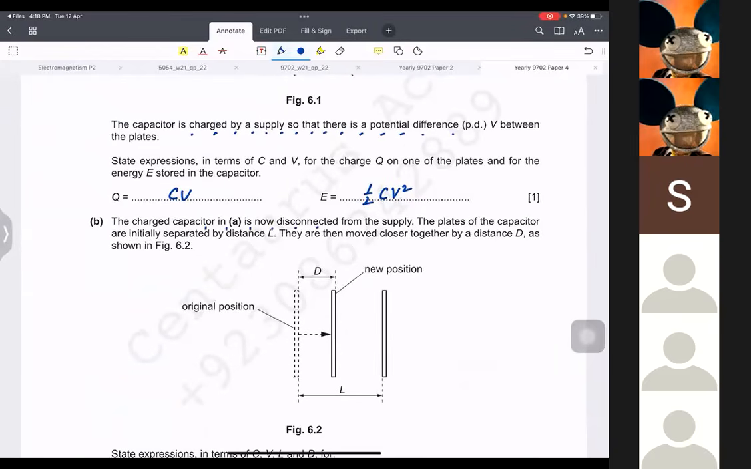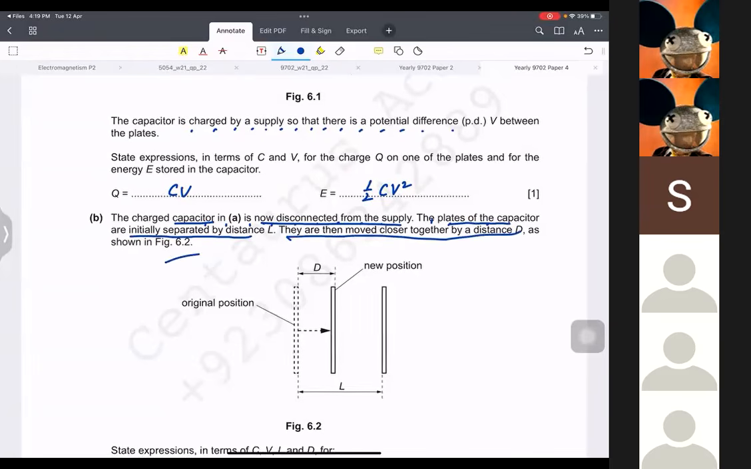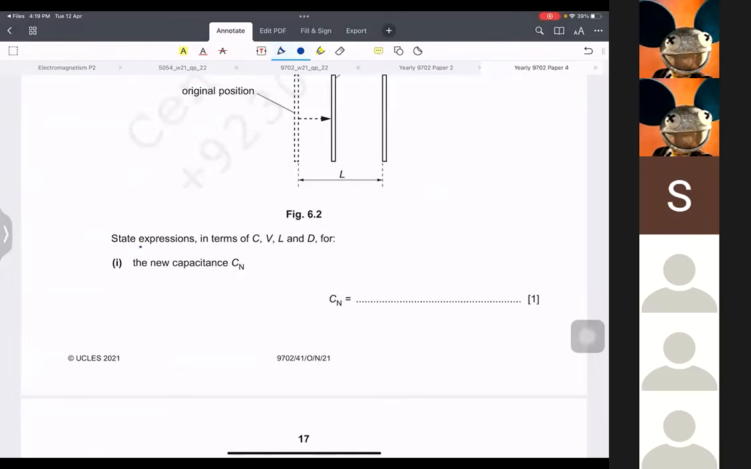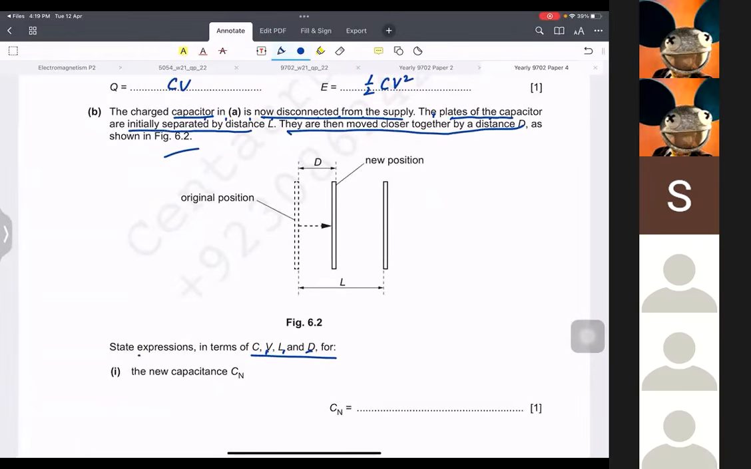The charged capacitor is now disconnected from the supply. The plates of the capacitor, initially separated by distance L, are moved together. State an expression for the new capacitance in terms of C, L and D. Okay, that's something actually. Q is equal to CV. So now I gotta think. Let me think.